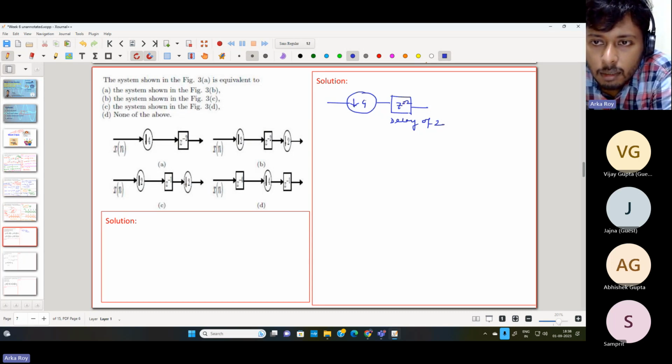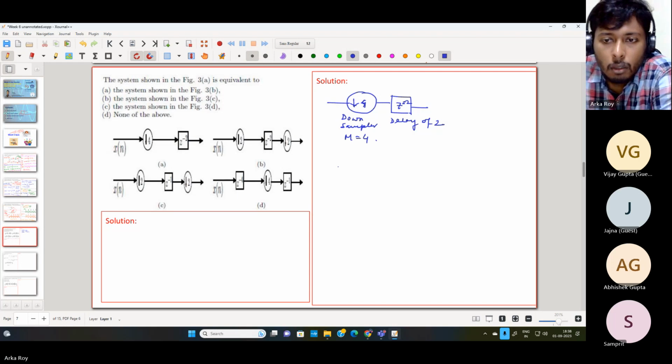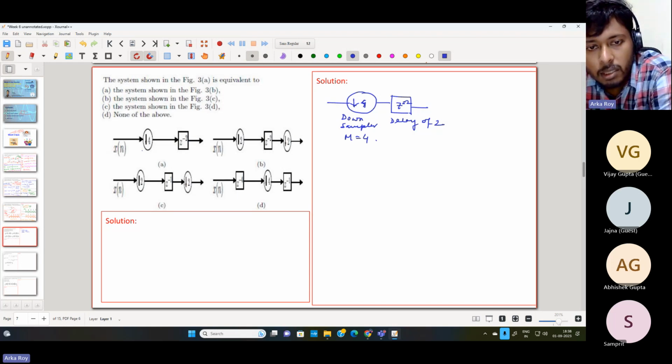And this is a downsampler with a factor of M equals 4. The question states that this is figure 3a, and asks which of these figures it is equivalent to: figure 3b, 3c, or 3d.